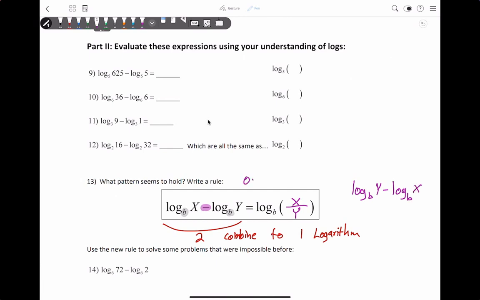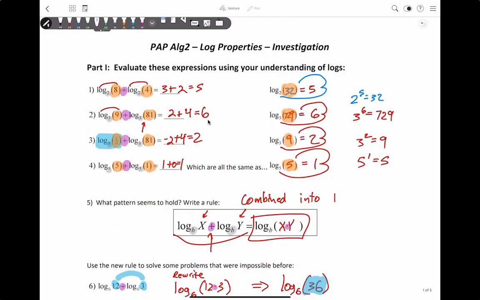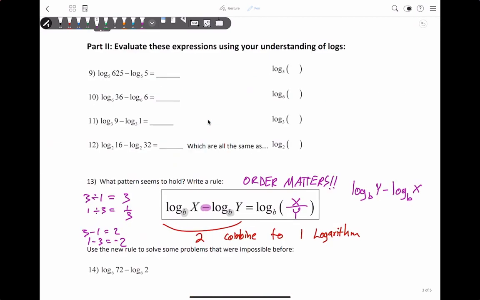So order matters, because order matters with subtraction, okay? Order matters with division, okay? So like 3 divided by 1, that's 3, but 1 divided by 3, that's 1/3. Order matters. 3 minus 1 is 2, but 1 minus 3 is -2. Again, order matters. Back here, it didn't matter because with addition and multiplication, order doesn't matter, okay? But over here, you have to be careful as far as that goes, okay?